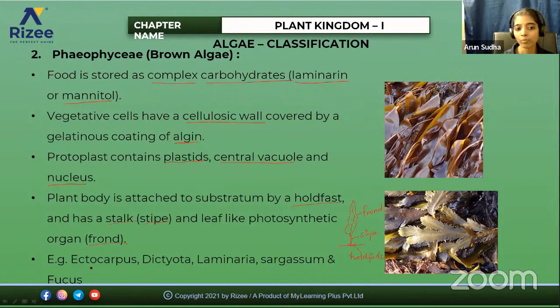Examples for brown algae are Ectocarpus, Dictyota, Laminaria, Sargassum, and Fucus. So you have to be clear with all these examples. What are the examples that come under which category? Sometimes they may ask Sargassum comes under which category, whether it is a brown algae, green algae, or red algae. So be clear with all these examples. You better write it down and be clear with it.